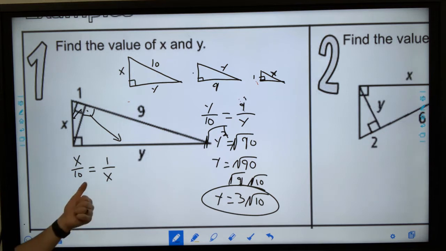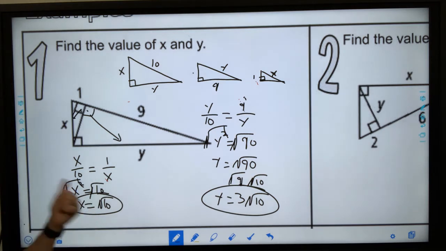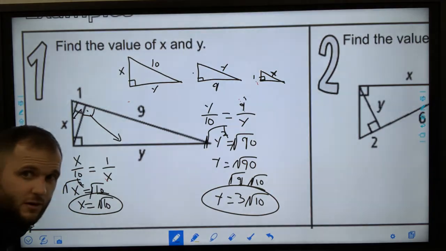So right there, if we look, I have my geometric mean again, so I'm going to cross multiply. So x times x gives me x squared. 1 times 10 gives me 10. I'm going to take the square root of both sides, and there's actually not a square root of 10, and it can't be reduced. So your simplified answer would be square root of 10. Now again, I could square root that in the calculator and get a decimal measurement, okay? But I'm just going to leave it that way. All right, let's skip over to number 2.